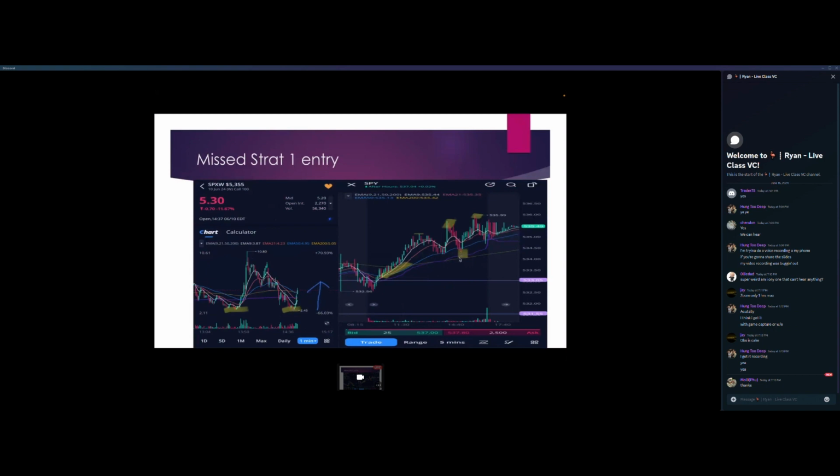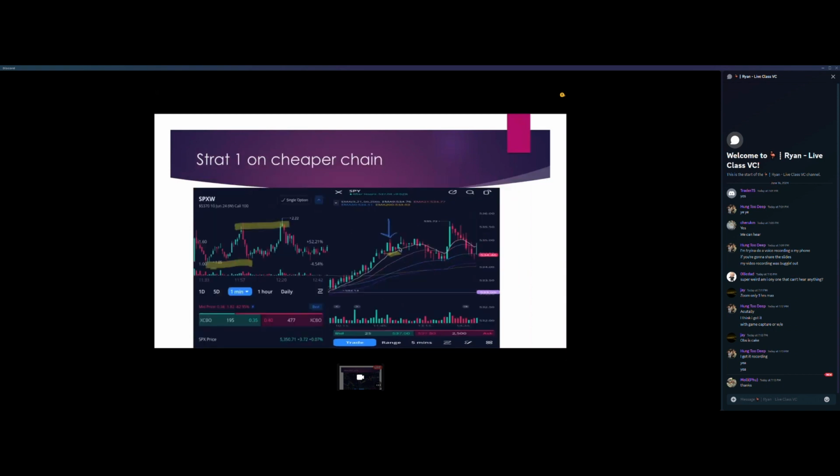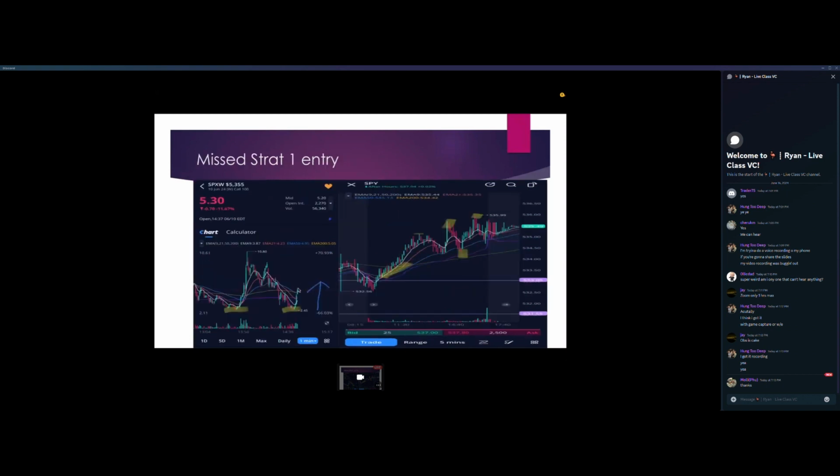I would have not entered because we don't have VWAP. If we hit VWAP, I would have known that's a good entry. We didn't hit VWAP. We reversed right before VWAP. So that's why we didn't catch it. That's why it's a missed strat 1. We didn't really miss it because it didn't hit the VWAP to enter. That's why we caught the next trade instead.